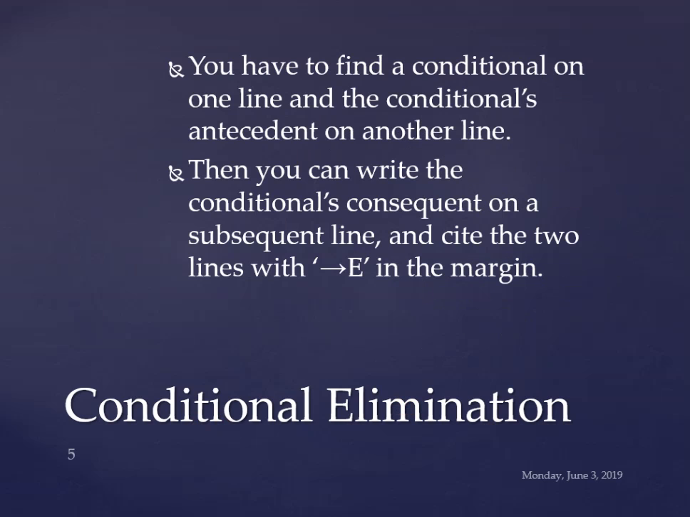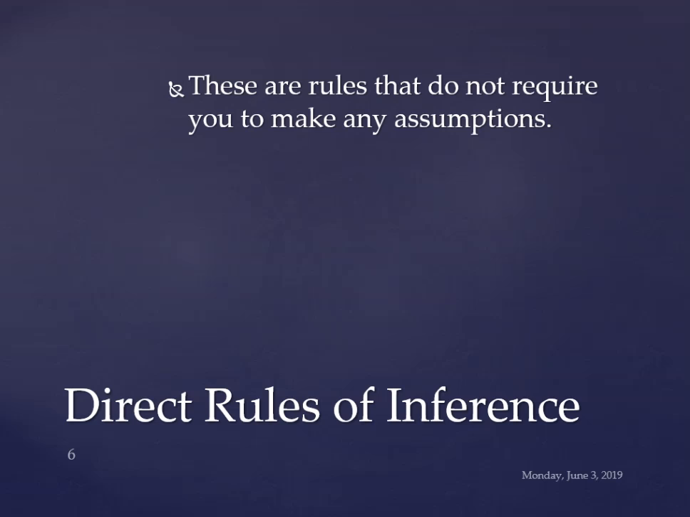Basically, you have to find a conditional on one line, and then the conditional's antecedent on another line. So you have to find two things. Then you can write down the conditional's consequent on a subsequent line and cite the two lines with arrow E in the margin. This is what's called a direct rule of inference. A direct rule of inference is one that does not require you to make any assumptions at all.